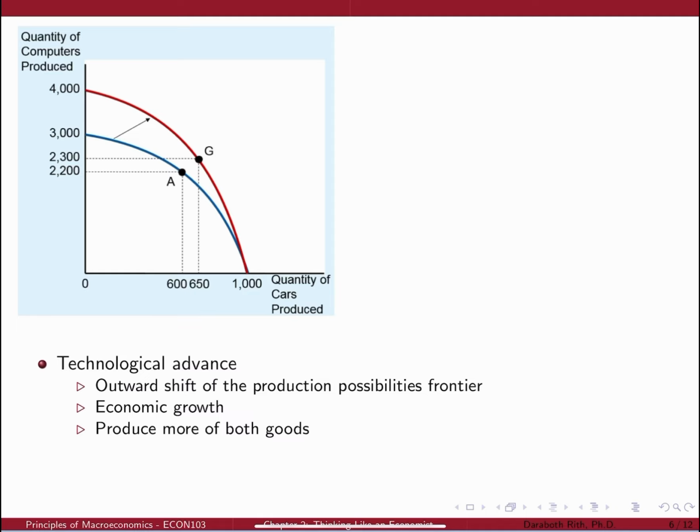Technology is the main reason to push the PPF to shift forward. As such, we can say that technological advancement can bring economic growth, such that the economy can produce more of both goods, as shown in the PPF.